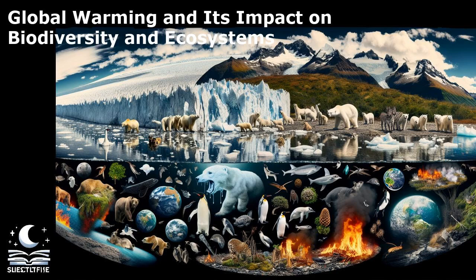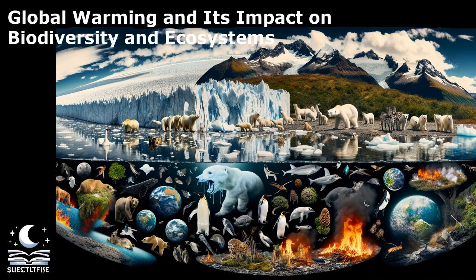Global warming refers to the long-term increase in Earth's average surface temperature due to human activities, primarily the burning of fossil fuels and deforestation. This phenomenon has far-reaching consequences for our planet's climate, ecosystems, and biodiversity. One interesting fact is that the Earth's temperature has risen by about 1.2 degrees Celsius since the late 19th century, with the majority of this increase occurring in the past few decades.